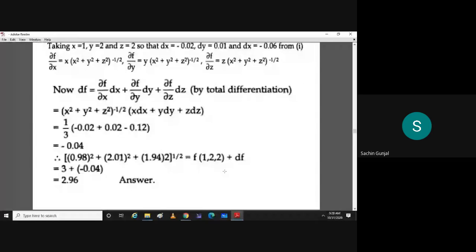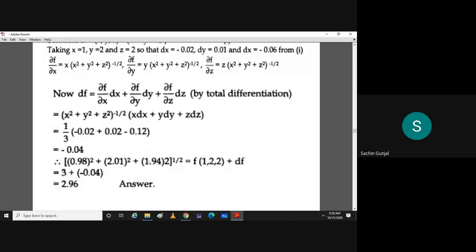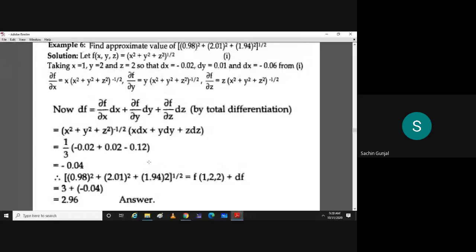So f of 1, 2, 2 is 3 and df is 0 minus 0.04, therefore 2.96 is the answer. Do you understand this third last step? This is important. One has to understand this. If you have any doubt in this third last step, please ask me. Sir, can you repeat it again?